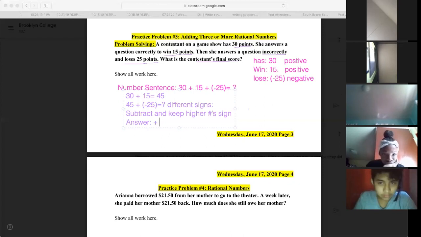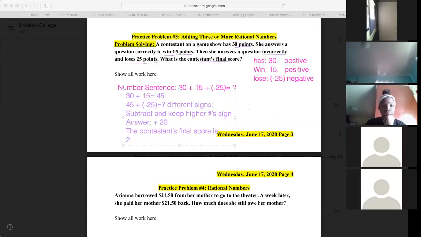Nope. Wait. Pause. Hold on. Come on. 45 minus 25. 5 plus 5. 20. So now you're going to write: contestant's final score is 20 points. You must write this work. This is not up for debate.